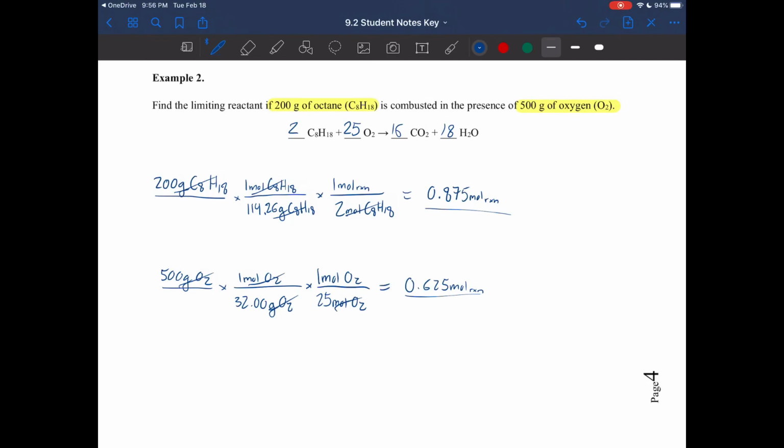Okay, so which reactant was limiting our reaction from going further? O2 is the limiting reactant here, which means C8H18 is in excess.